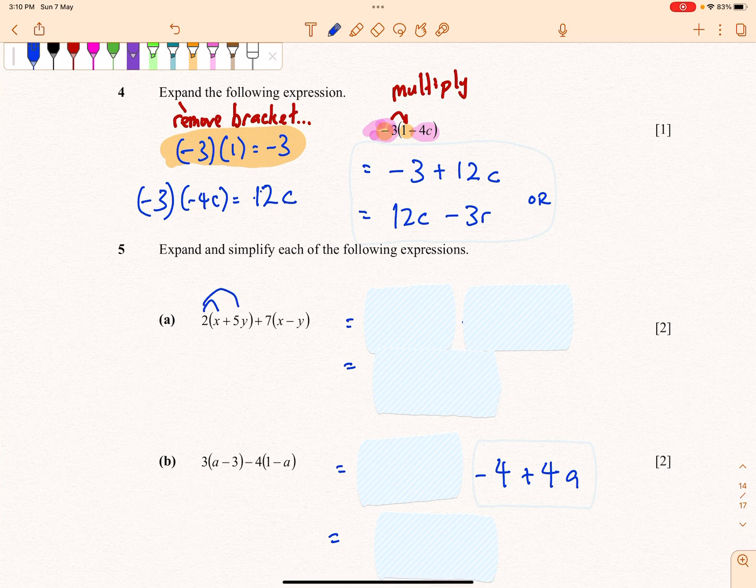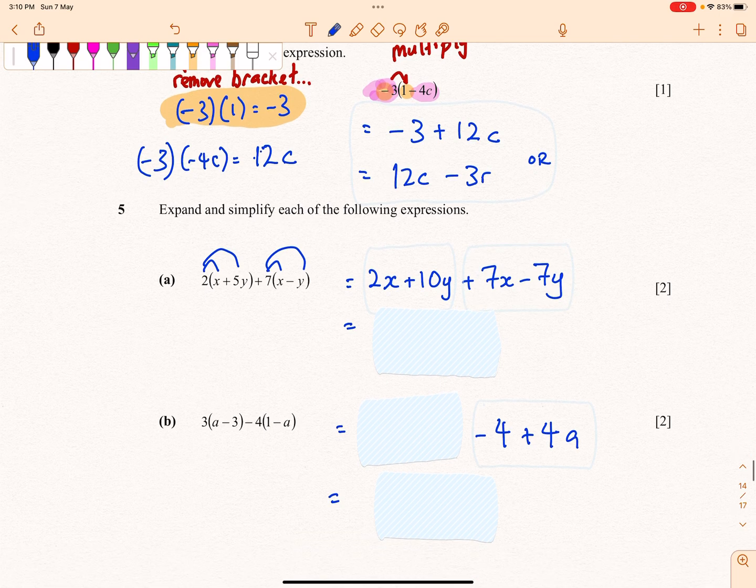And then there's a y there, so 10y. The second one, 7 times x, 7x. 7 times negative y, negative 7y. Grouping the like terms together. Let's group the like terms together, shall we? 2x plus 7x will be 9x.